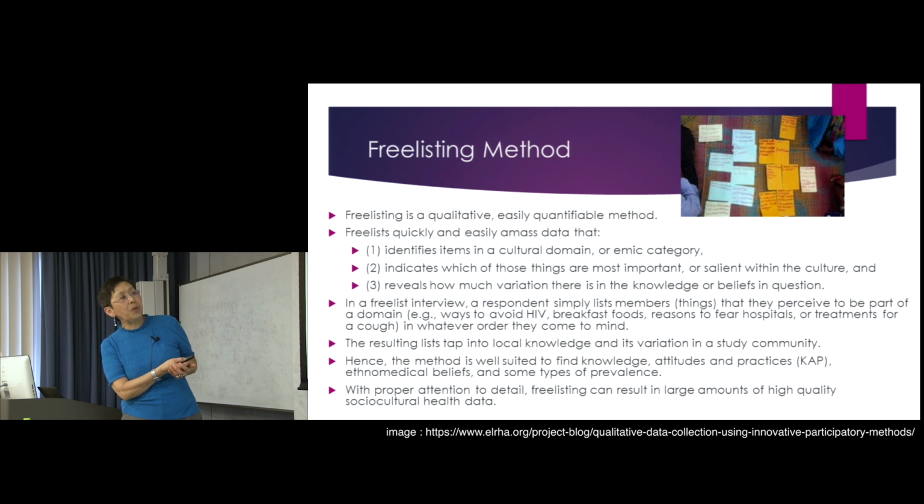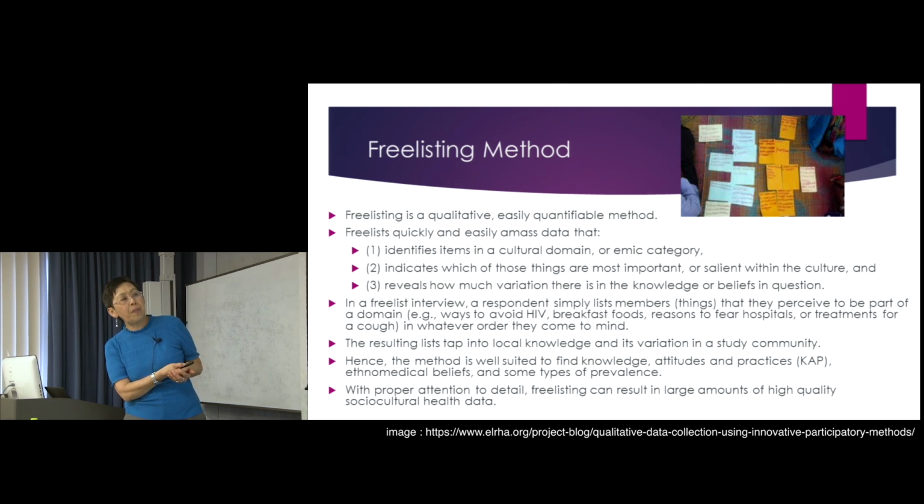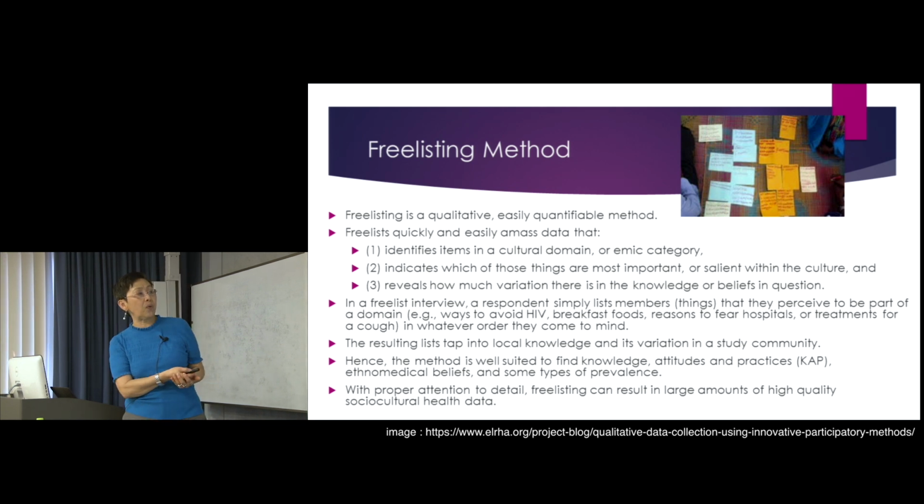So, for example, identify items in the cultural domain or category, that means a category appropriate for the local area. Indicate which of those are most important or salient within the culture of that particular group, and reveal how much variation there is in the knowledge or belief in question. So by free listing, you can see that you can collect data quite quickly.